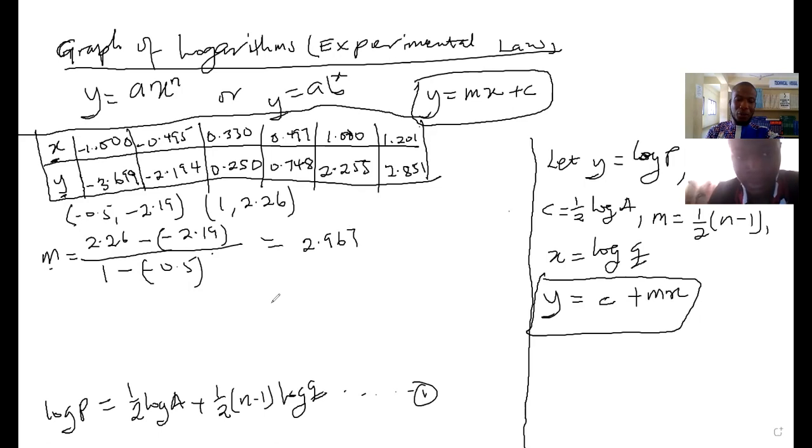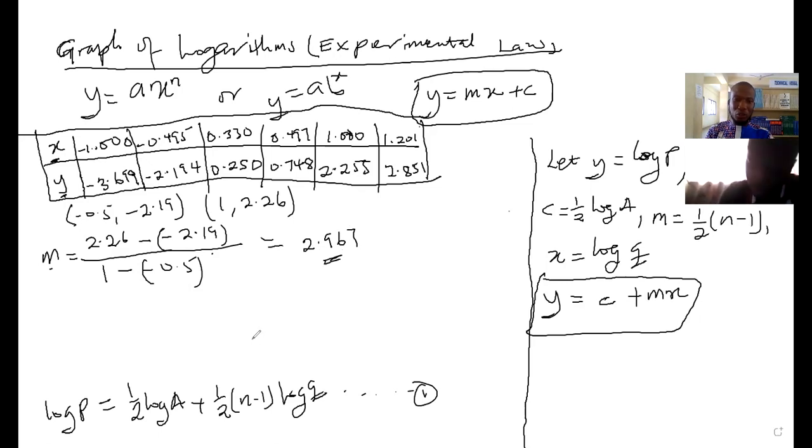But are we to find m? We are not to find m, we are to find n. That means this will be used for further calculations, so let us not approximate it yet. Yes, let's maintain the three decimal places because we have further calculations.